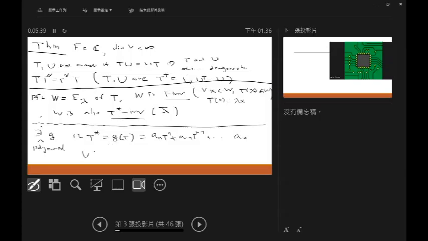Once this is true, then you immediately show that U star T is also T U star. So this means that U star T X for any X in E lambda is the same as T U star X, and this is proportional to U star X. So this means that U star X also belongs to E lambda. That means E lambda is U star invariant. And similarly, for the same reason, we can show that E lambda is also U invariant.